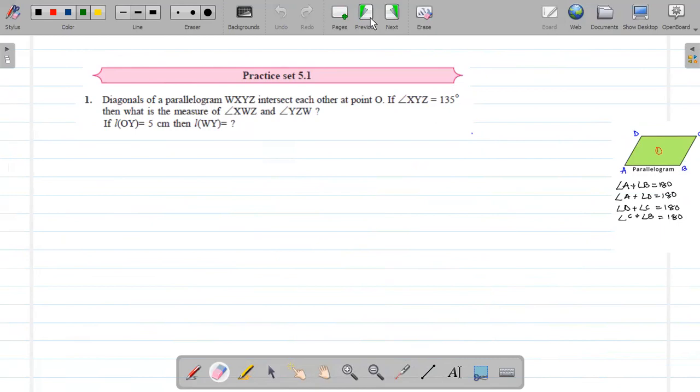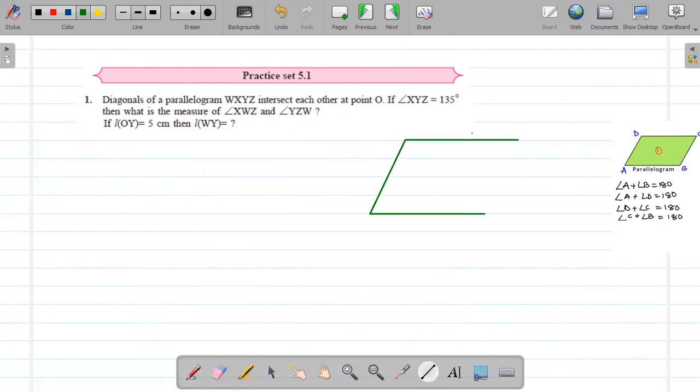Okay, so let's start from here. Very basic and simple questions from quadrilaterals, which you should know. So that's the first question. Diagonals of a parallelogram WXYZ intersect each other at point O. So for this, we need to draw a diagram. Let's quickly draw a diagram.